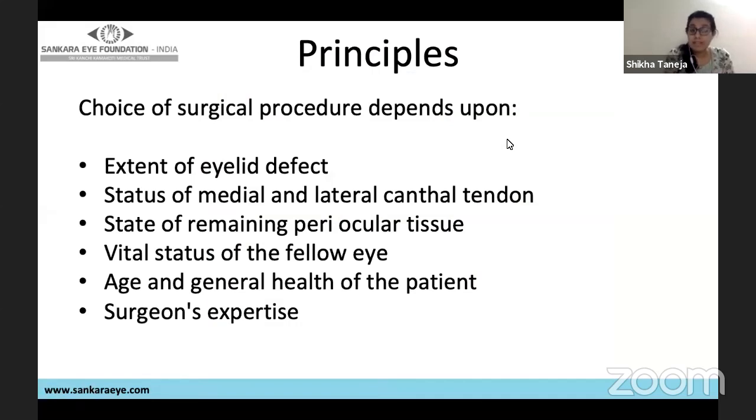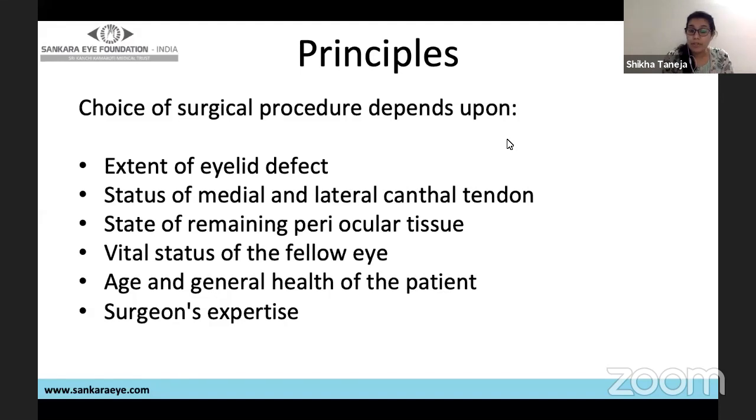Now, what are the basic principles when we go ahead with the surgical procedure? Whenever you're planning a surgery, there are certain points, like a checklist. You should have a mental picture of these points. What is the horizontal extent of the defect, whether it's involving 10%, 20%, or whatever percent of the entire length of the eyelid margin? Are the medial and lateral canthal tendons involved or not? Because the moment they are involved, we have to change the plan.